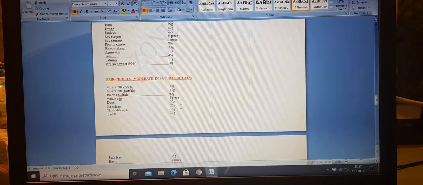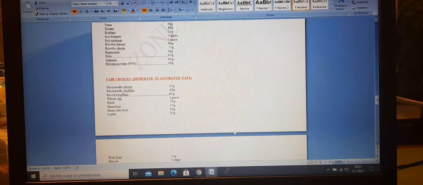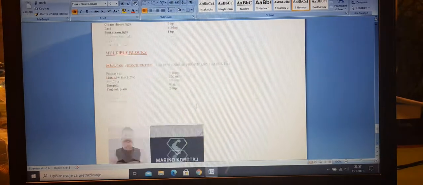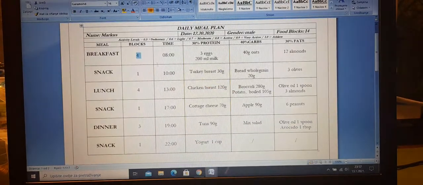You can take all the blocks from one food, or you can take from several foods. For example, here I take 3 blocks from eggs, so I take 3 eggs. They give 3 blocks, so we need one more block, and this one more we're gonna take from the milk. We go to the milk part. Milk, 200 milliliters, is one block, and like this we complete the 4 blocks for the proteins.